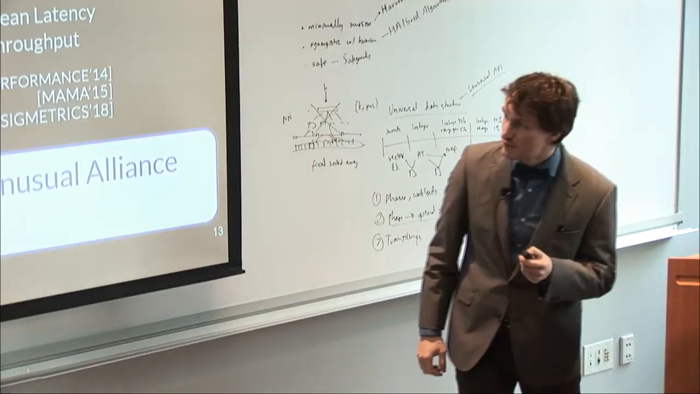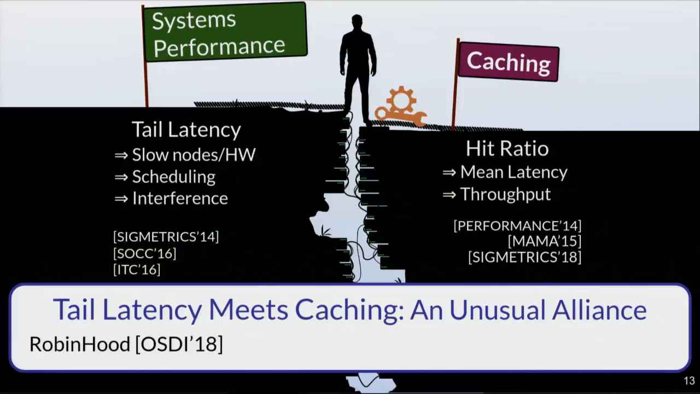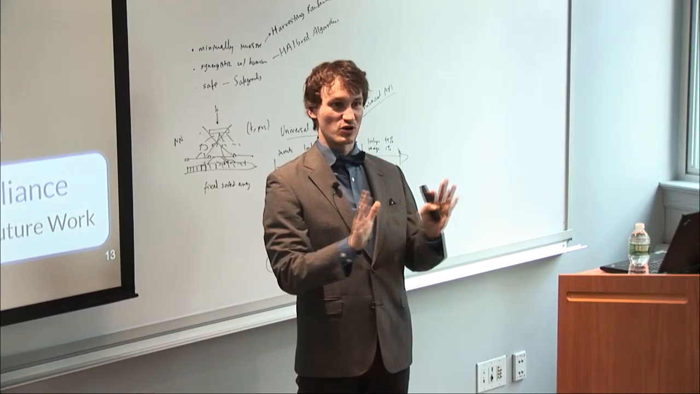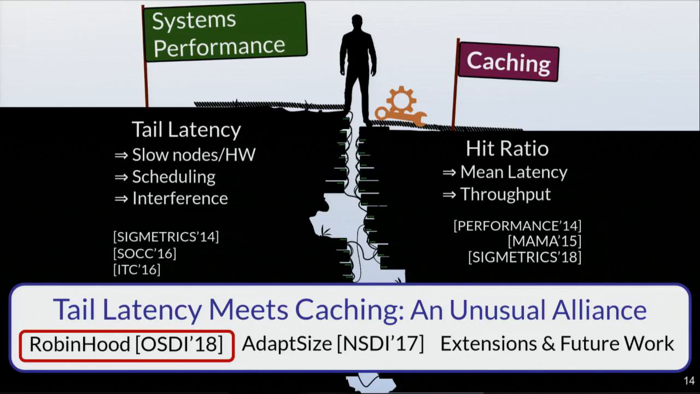Now, in the following, I'll talk about two papers: Robinhood, which appeared at OSDI last year, which was a collaboration with Sid, and AdaptSize, which appeared at NSDI 2 years ago, which was a collaboration with Akamai. And then I'll conclude classically with some extensions and future work. Now, I'll start with Robinhood, unless you have any questions right now. Any more questions? Any more concerns? Good. Okay, so let's look at Robinhood.